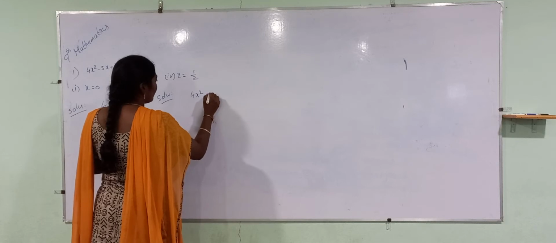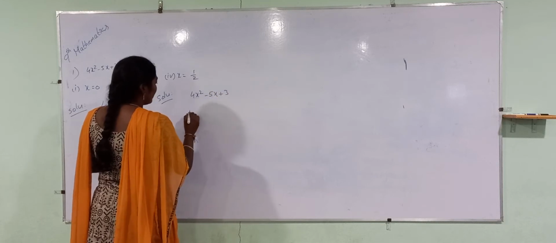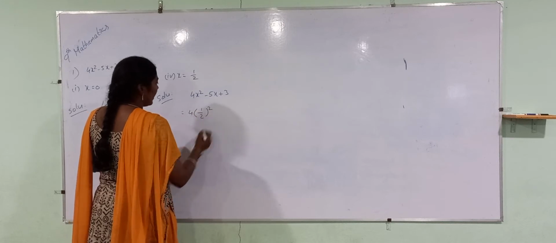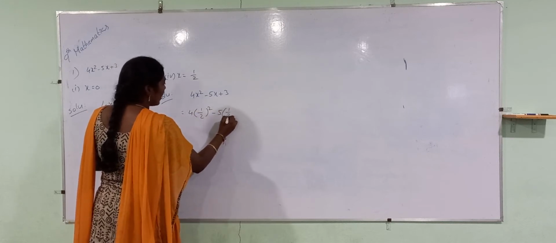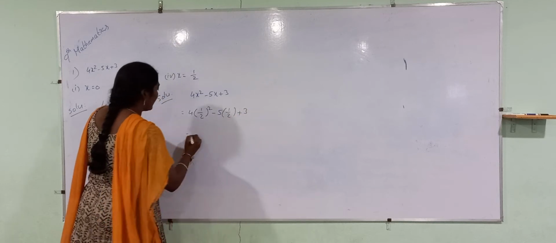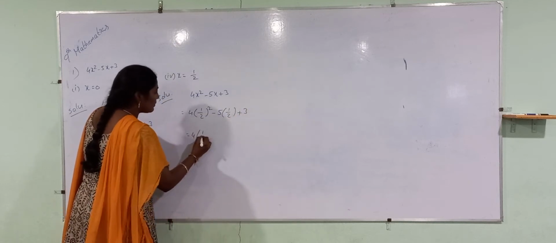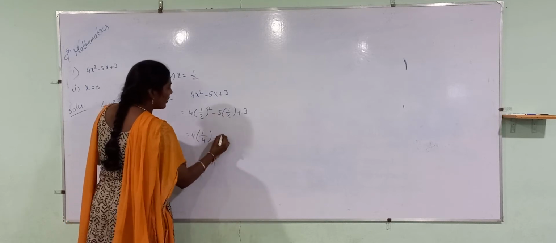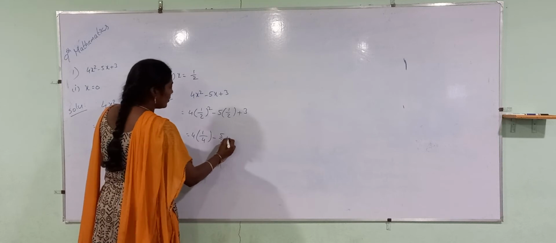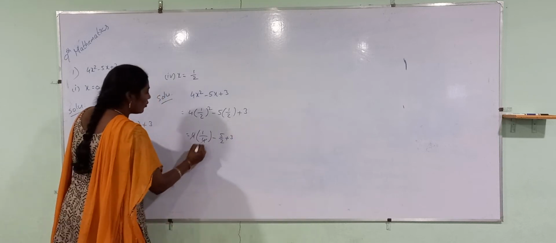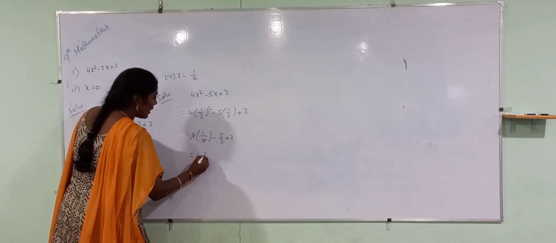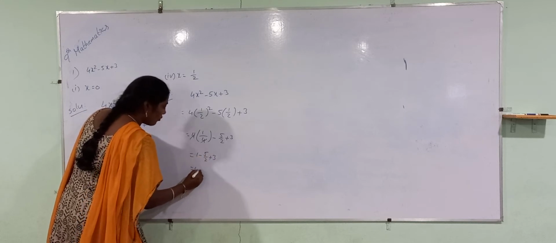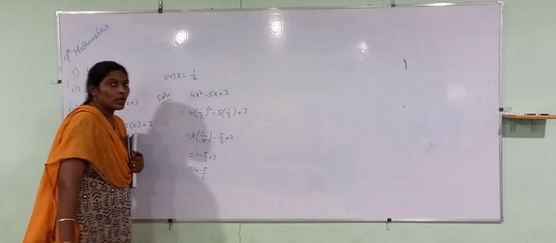4x square minus 5x plus 3. 4 into x value, 1 by 2 whole square, minus 5 into 1 by 2, plus 3. 1 square means 1, 2 square means 4. Minus 5 into 2, 5 by 2, plus 3. 4 gets cancelled. 1 minus 5 by 2 plus 3. 1 plus 3, 4. 4 minus 5 by 2.